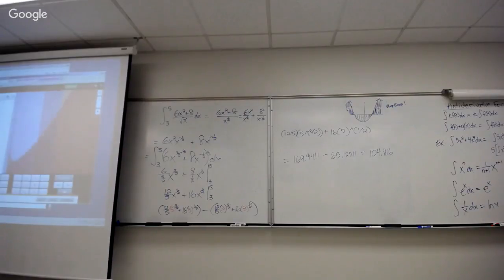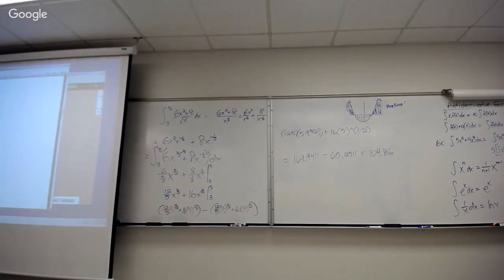So now I can go ahead, type in the integral. Here's my integral symbol, and I'm going to go from 3 to 5. Type in dx, and wow, the answer is 104.816. Oh boy. Confirmation that we got it right. You'll definitely have one like that on your test, because it's a good, solid, long, lengthy problem.